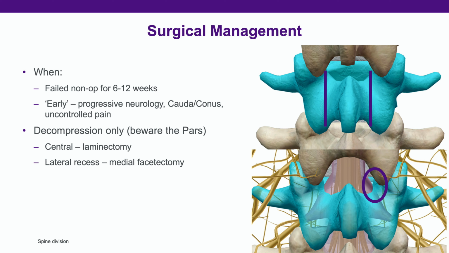When do we do surgical treatment? When non-operative treatment has failed for over 6 to 12 weeks. We do it earlier for cauda equina, conus, or progressive neurology. Decompression only is a good solution for spinal stenosis. We have to beware the pars, see that we leave enough pars so there won't be any instability issues. We do laminectomy for central stenosis, and we could do a medial facetectomy when there are lateral recess issues.